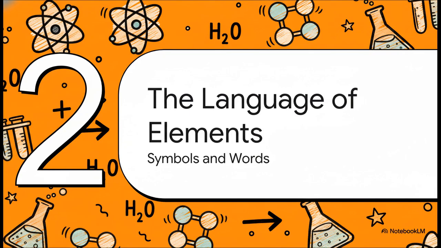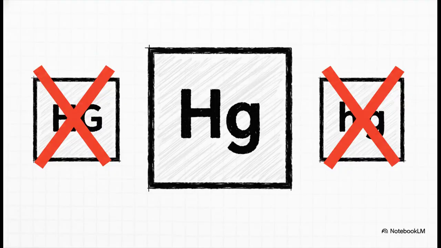Okay, so if we're learning a new language, we've got to start with the basics, right? The alphabet, some vocabulary, and that's exactly what this next part is all about. The alphabet of chemistry is, of course, the periodic table. Every element gets a symbol that's either 1 or 2 letters long, and the rule here is super simple and super strict. The first letter is always capitalized. If there's a second one, it's always lowercase. So Mercury is Hg, not HG, not hg. It seems like a small thing, but believe me, in chemistry, the details really, really matter.